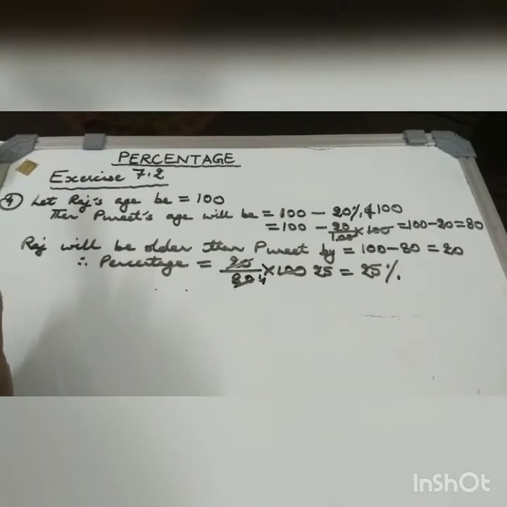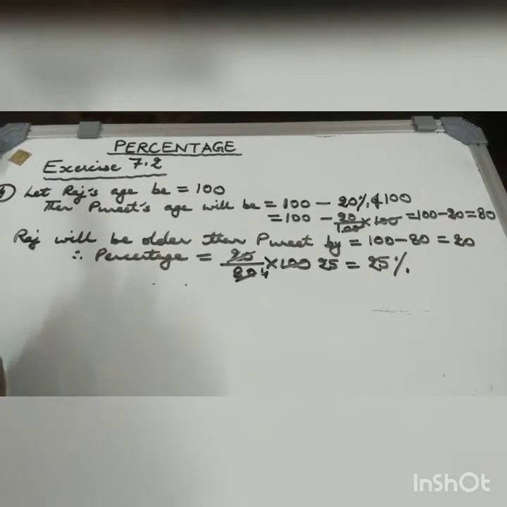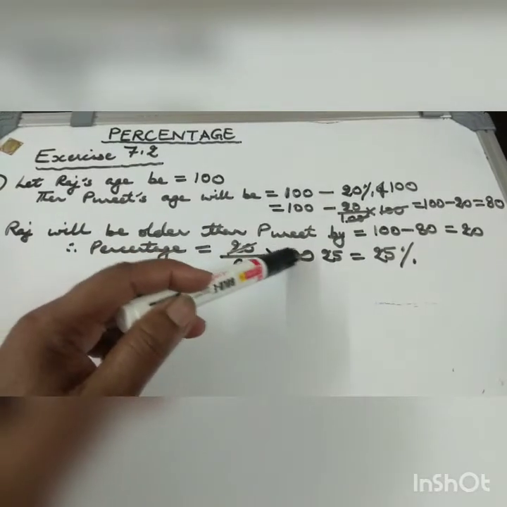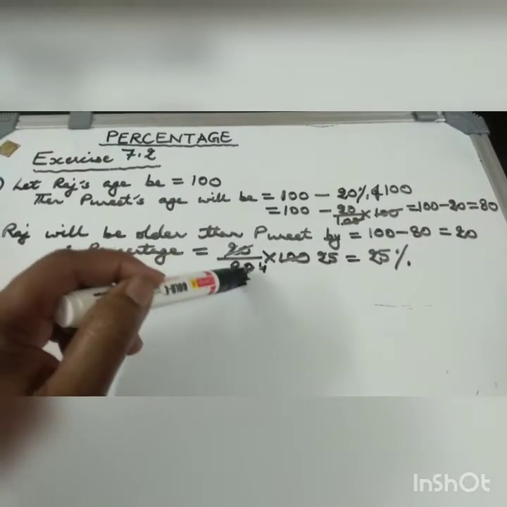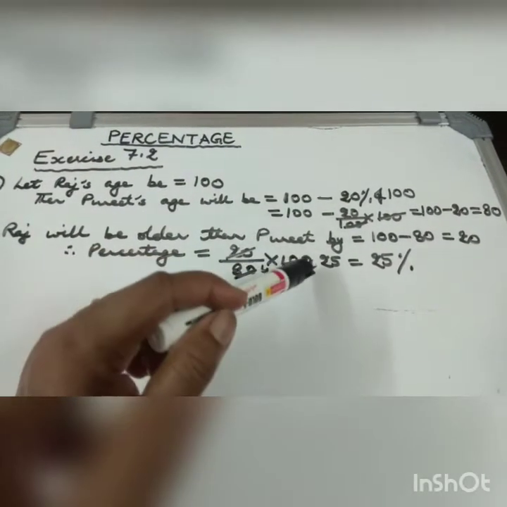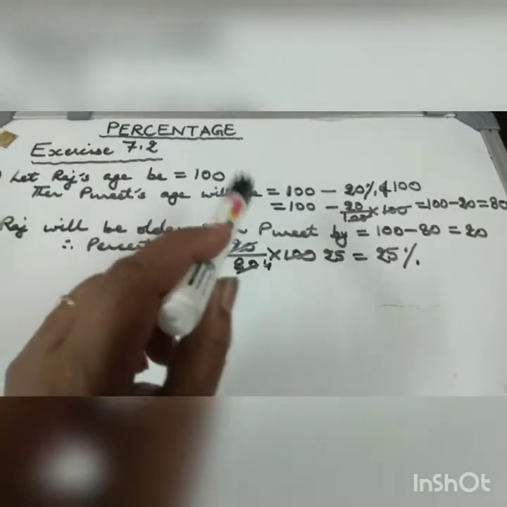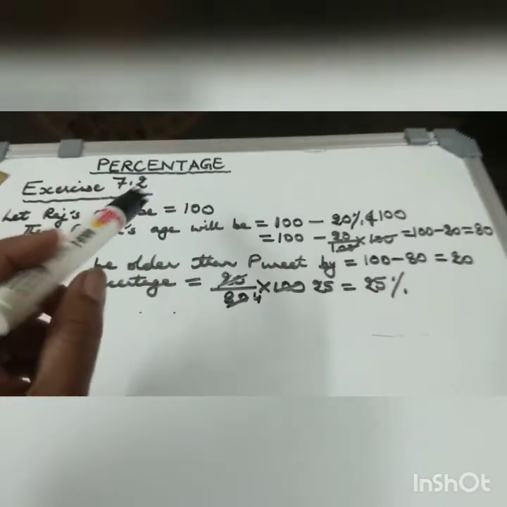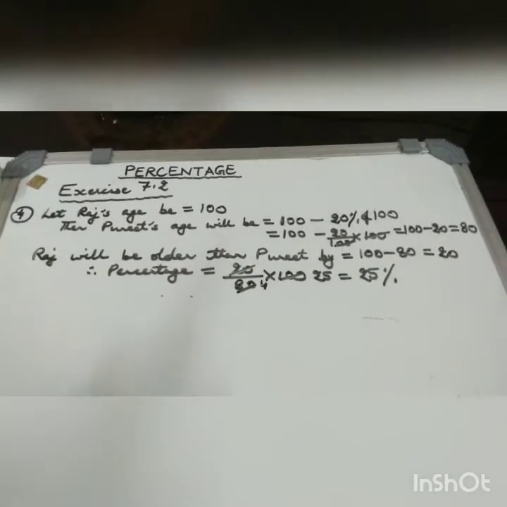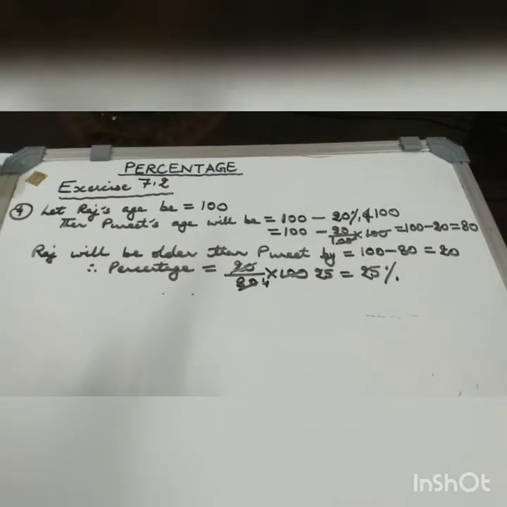Hence the answer is 25. It's up to you. You can cancel it anyway. I have cancelled 20s are 80 and 4s are 100, that is 25. I can do it differently also. You can also try the calculations. You try yourself. That would be better.